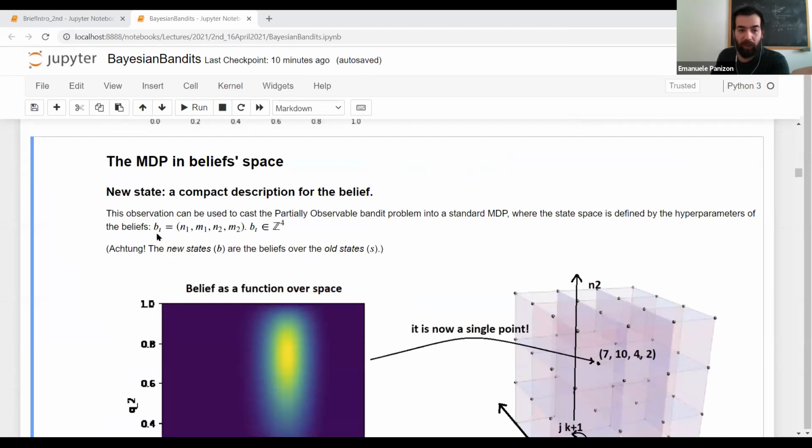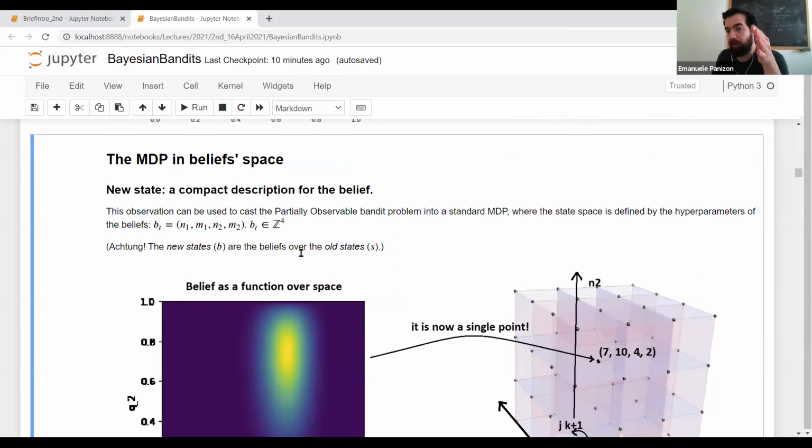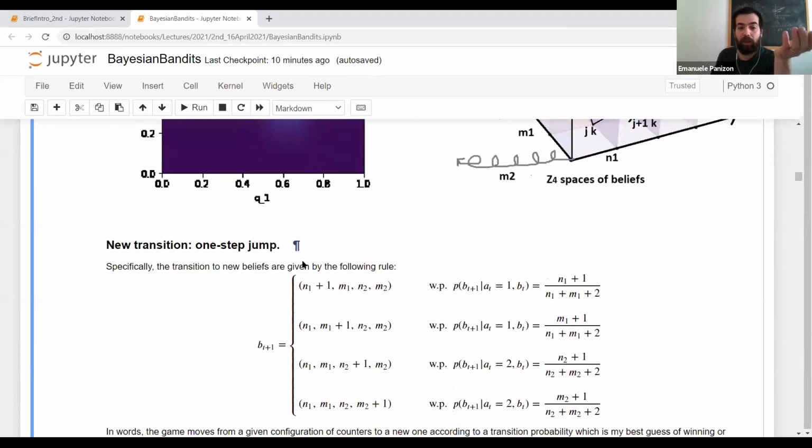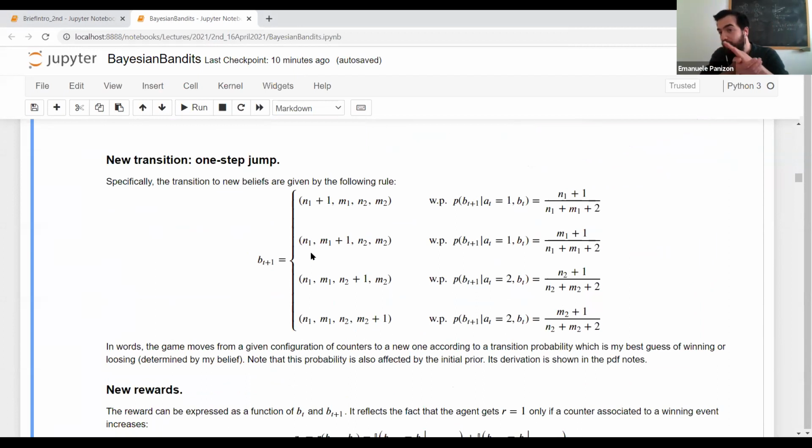And this also, what I meant is that now I will use B, but I will call it state, because the beliefs of the old POMDP are now the states of our new MDP. We need everything to define an MDP, so we have defined the states. Now we have to define the transition.